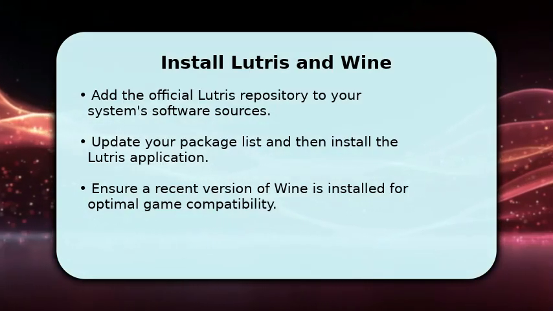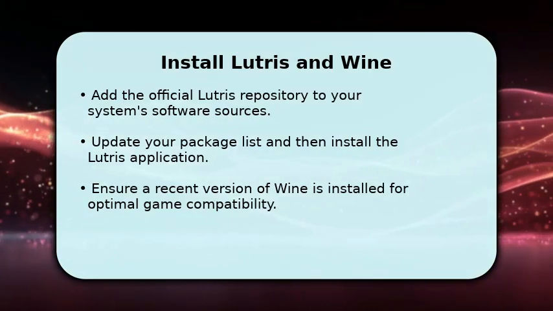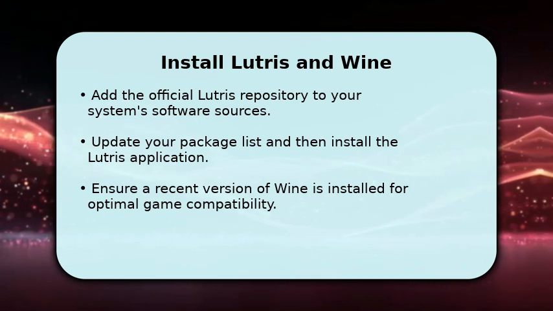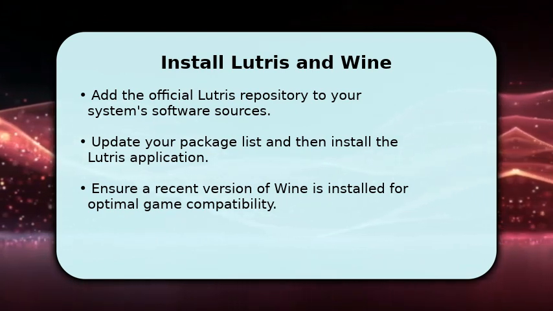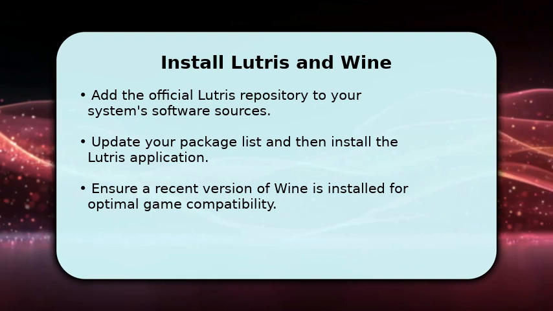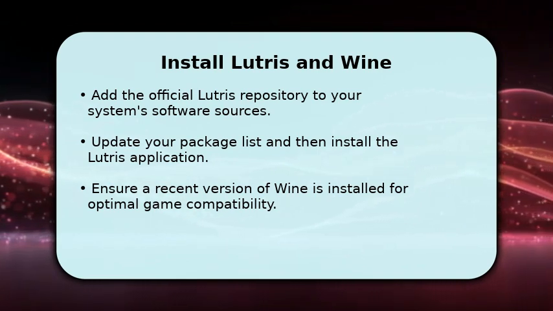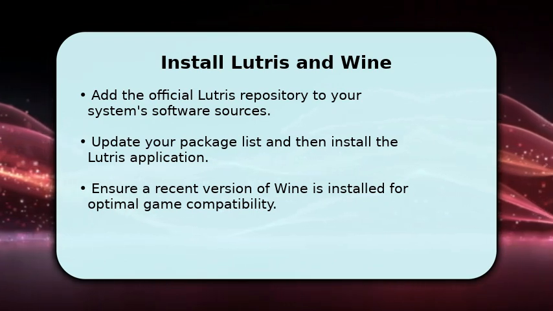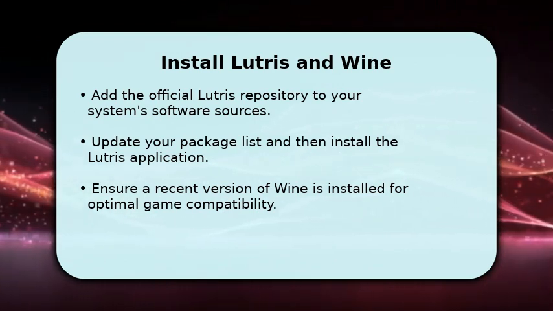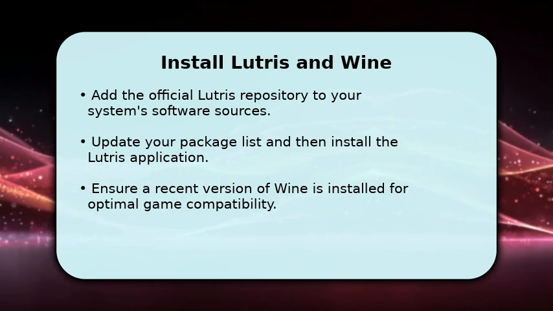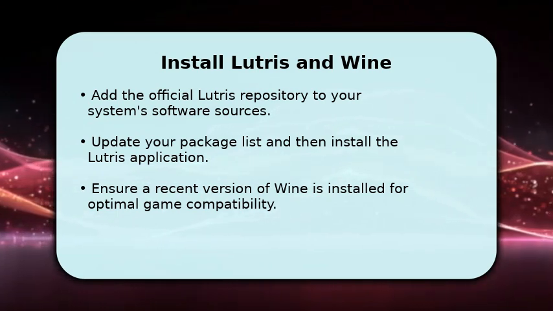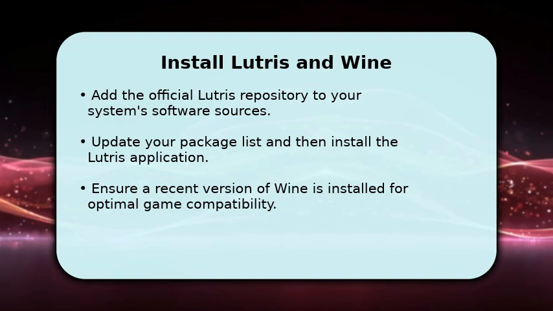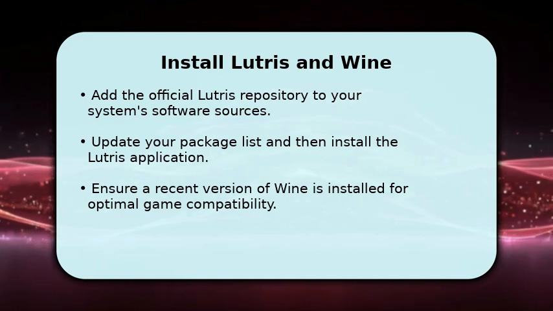For Linux Mint, open your terminal and add the Lutris Personal Package Archive, or PPA. After adding the PPA, update your system's package list to recognize the new source. Then, proceed to install Lutris using your package manager. It is also crucial to install a recent, stable version of Wine, as Lutris relies on it to run Windows games effectively. This setup provides the foundational environment for Roblox.